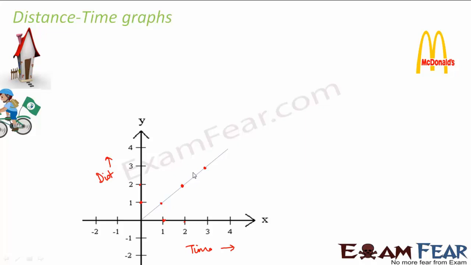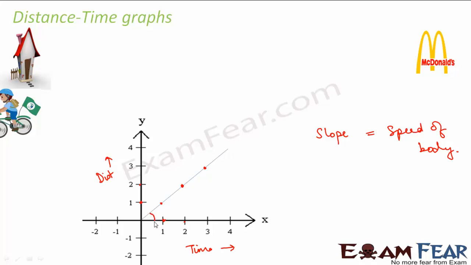So this graph basically tells us how much distance is covered with respect to time. So the slope of this line will give you the speed of the object. So the slope of this line will tell you the speed of the body. Right? Now, how do you calculate the slope of a straight line?